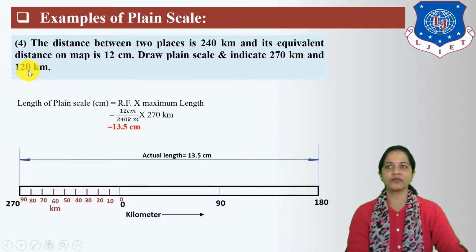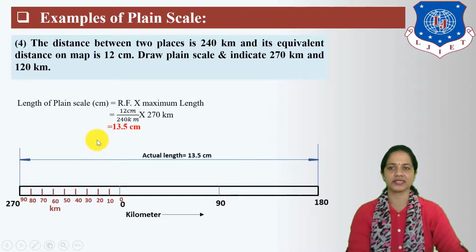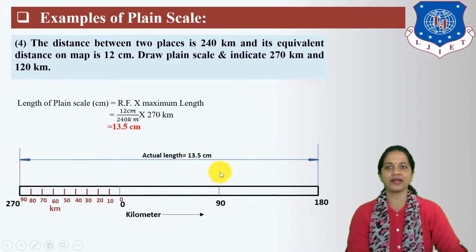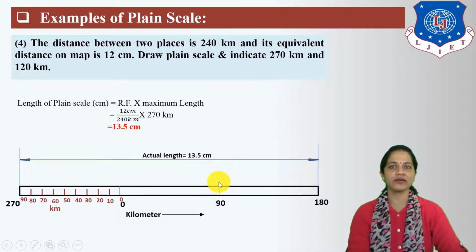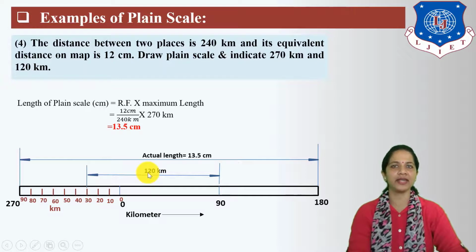Show here 120 kilometer distance. So take 90 kilometer from main division and 30 kilometers from subdivision. And indicate here 120 kilometers.